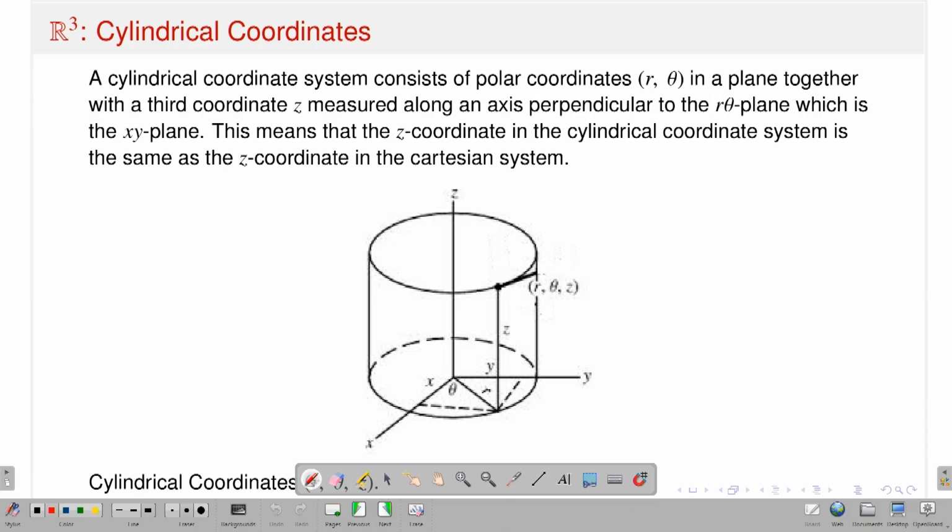The points in R3 can be represented by another system of coordinates, which is called cylindrical coordinates. A cylindrical coordinate system consists of polar coordinates in a plane together with the third coordinate z measured along an axis perpendicular to the r theta plane. So, basically in the x y plane we use polar coordinates r comma theta, and z is kept the same. That is the cylindrical coordinate system.